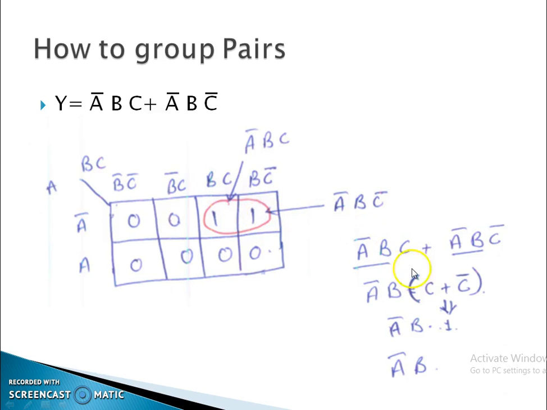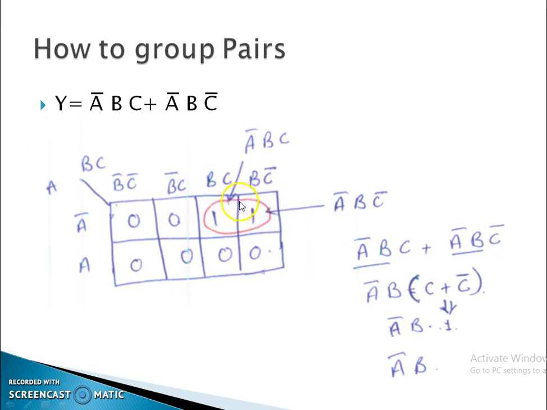Okay. If we solve this Boolean expression with the laws, here we have taken A complement B common, we have used the distributive law here. A complement B is common here. In the brackets there will be C plus C complement, which is equivalent to 1. So the minimized term will be A complement B. Here it is through Boolean laws.